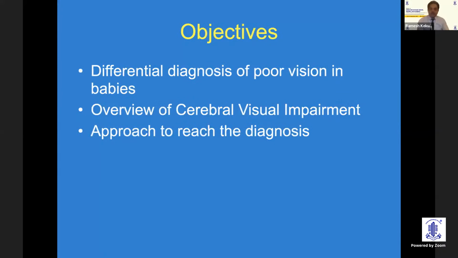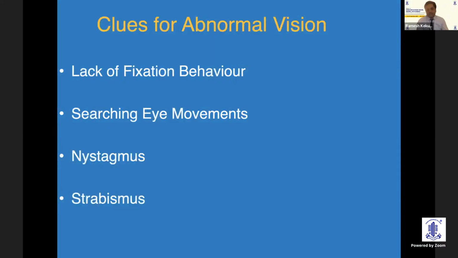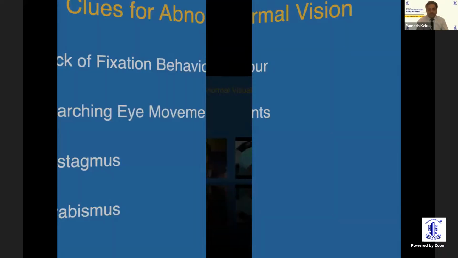So the differential diagnosis of poor vision in babies we'll discuss. One of the most important causes for poor vision in infants is cerebral visual impairment, and I'll just touch upon how to approach the diagnosis. So clues for abnormal vision, even if you don't know anything: lack of fixation behavior, searching eye movements, nystagmus, and strabismus tell you there is poor visual maturation in an infant.